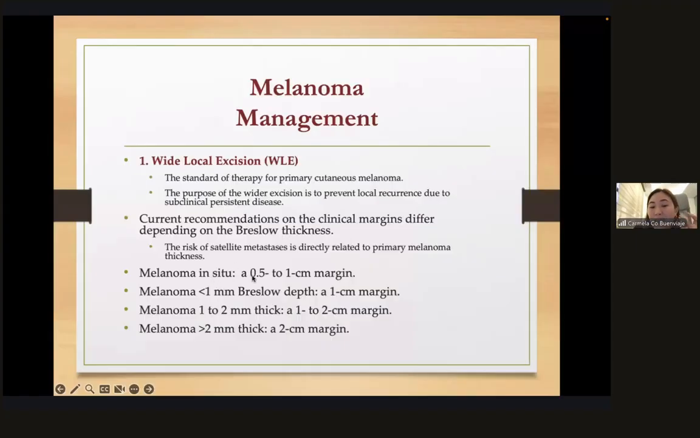For melanoma in situ, we do a 0.5 to 1 centimeter margin. Melanoma less than 1 millimeter Breslow depth, a 1 cm margin. Melanoma 1 to 2 millimeters thick, 1 to 2 cm margin. And melanoma more than 2 millimeters thick, a 2 centimeter margin.